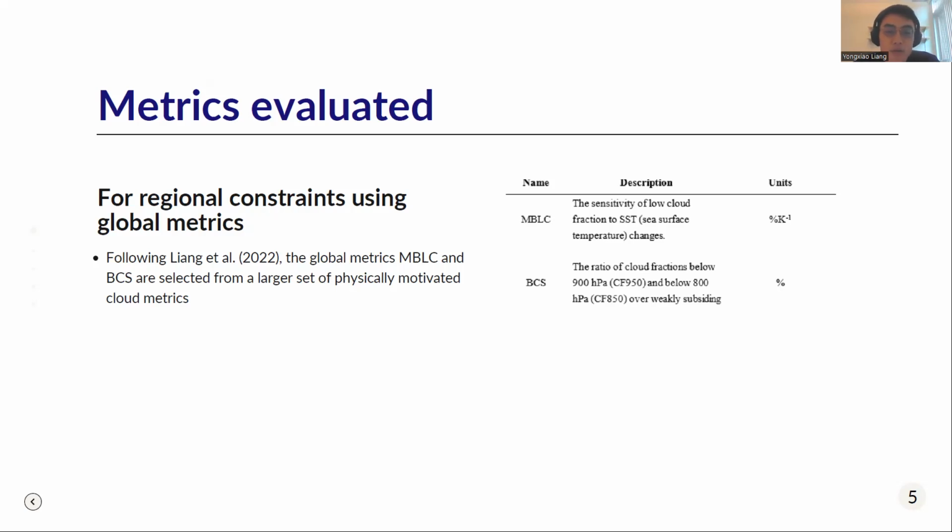So my study also expects that applying those global metrics, which I call the cloud metrics, can also work for the regional constraint. But previous studies designed lots of cloud metrics, up to 20. My study does not use all of them, following my recent study. There are just two metrics, BRC and BCS, selected because they are more independent and have a clear physical basis of those cloud feedbacks.